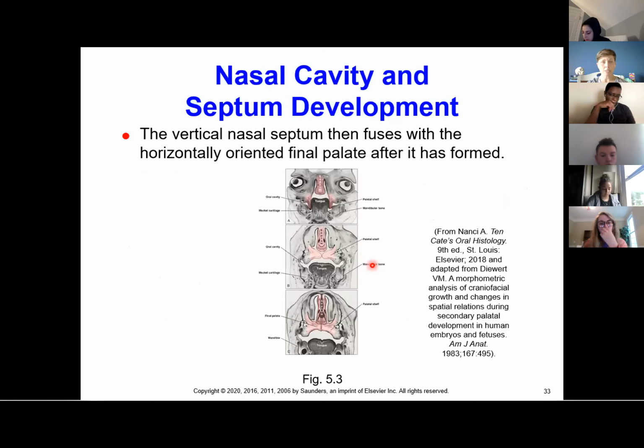The vertical nasal septum fuses with the horizontally oriented final palate after the palate has formed. So the palate comes together, fuses together, and then the nasal septum comes down and it all fuses together.